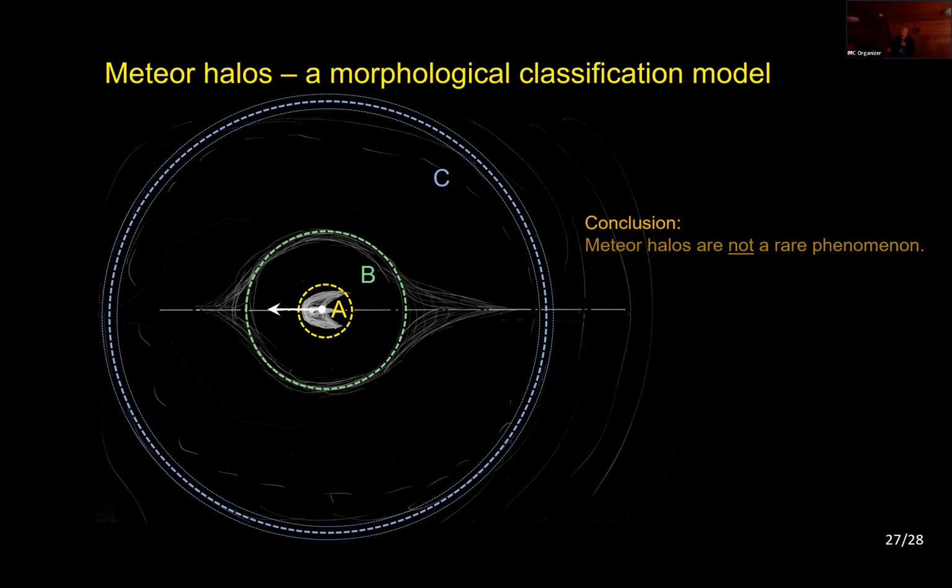So, okay, conclusion: meteor flares are not a rare phenomenon. I guess maybe it is true that every meteor has some halos, but we cannot see them. Not yet. It might be like with extrasolar planets.